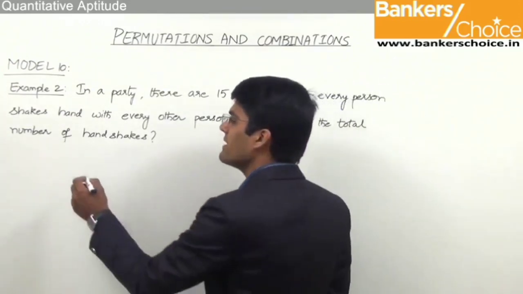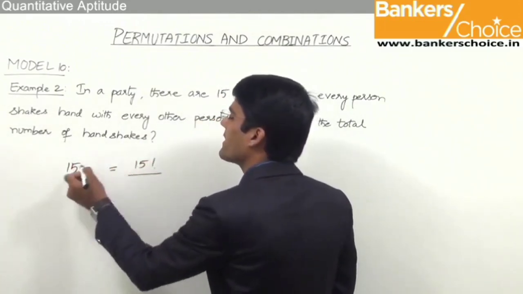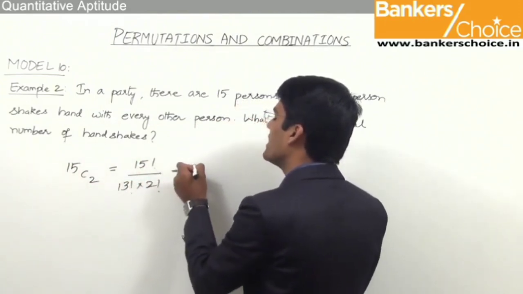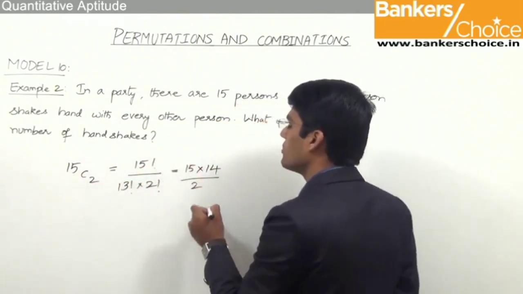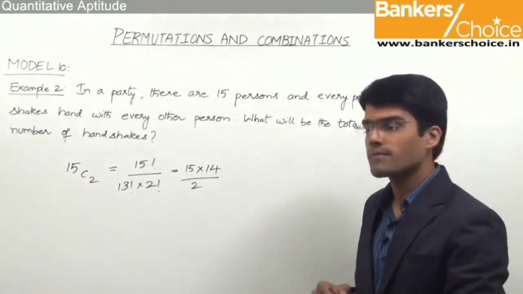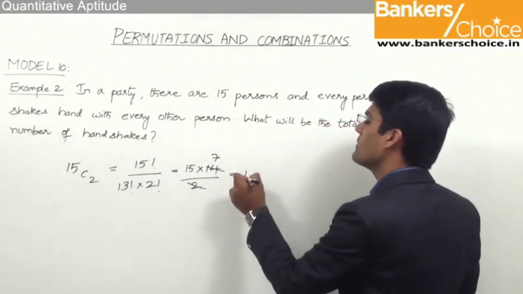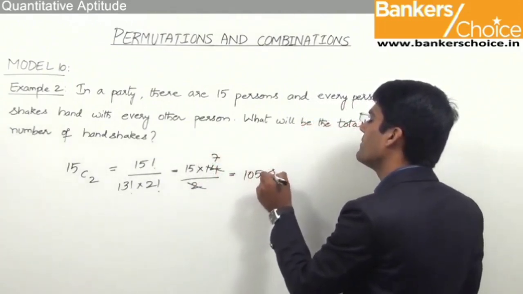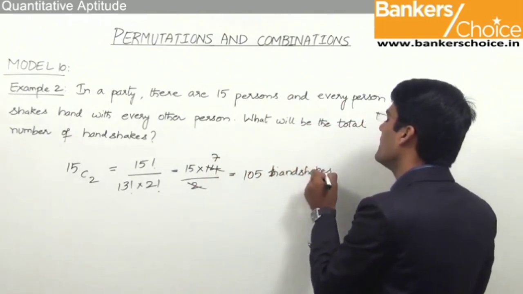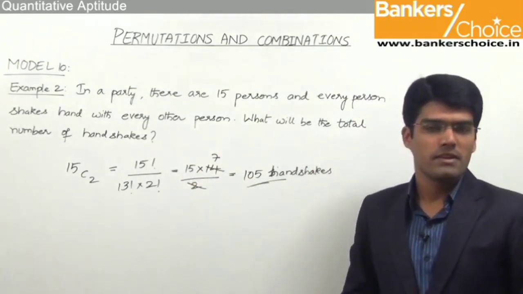So we can say that the answer here is nothing but 15C2. 15C2 is 15 factorial divided by (15 minus 2), that is 13 factorial, into 2 factorial. So this comes out to be 15 into 14 divided by 2. Why? Because 13 factorial and 13 factorial get cancelled and 2 factorial is 2 here. So 2 gets cancelled 7 times here. 15 into 7 is equal to 105. So we can say that there will be a total of 105 handshakes in this party. So simply we need to consider those many ways in which two persons can be selected out of 15 persons.